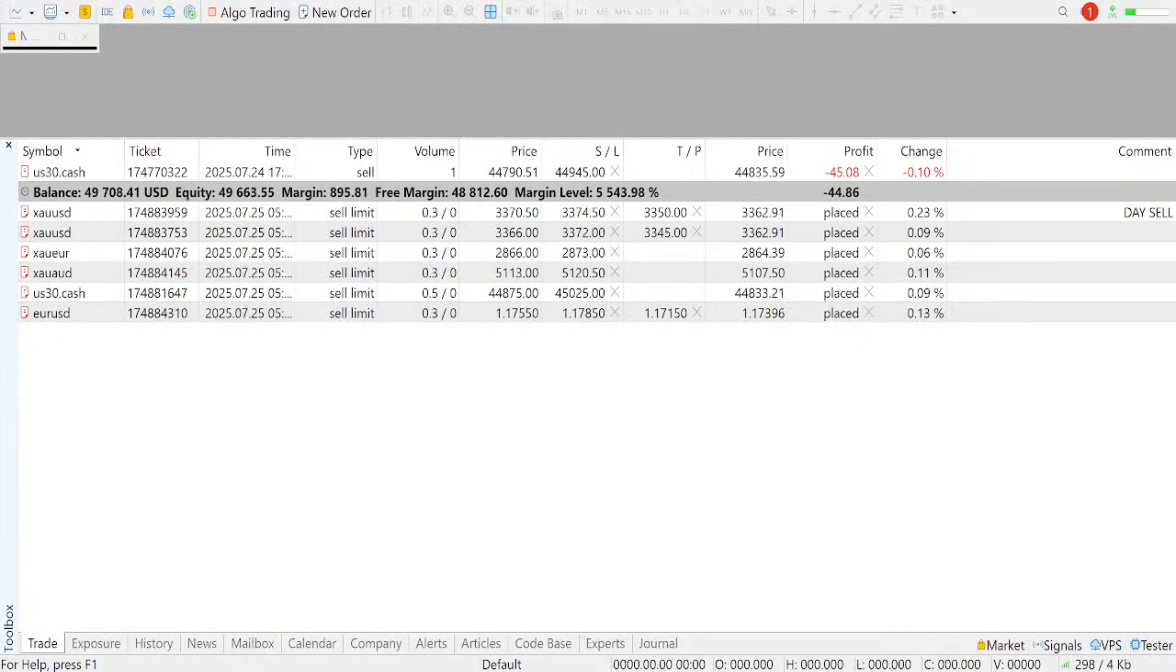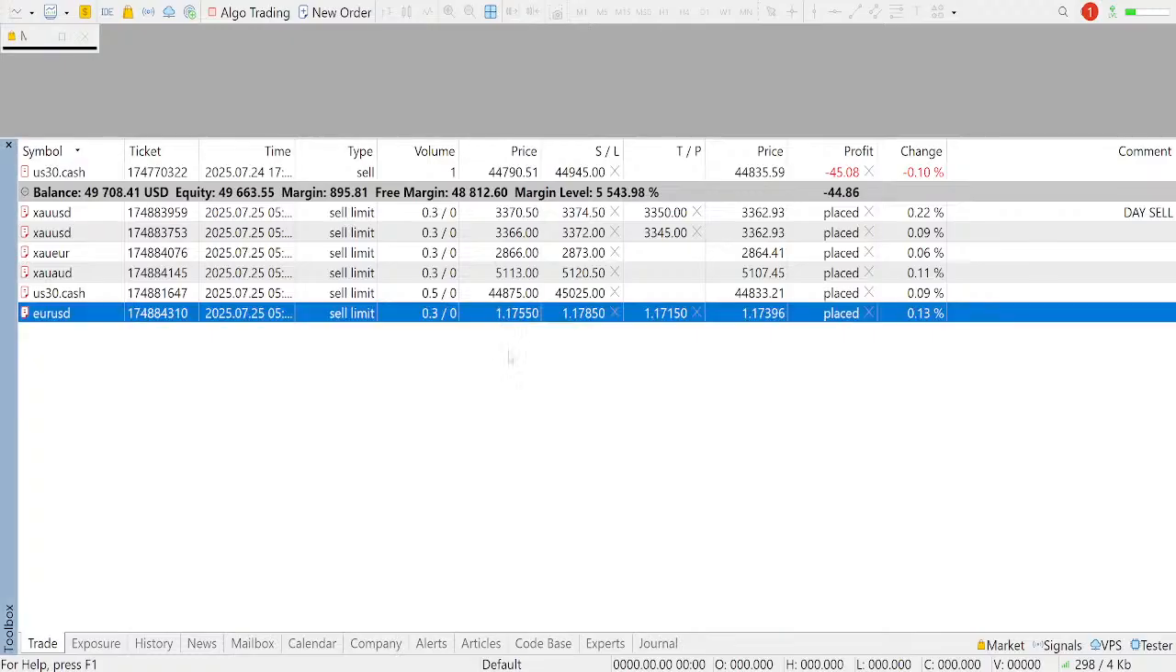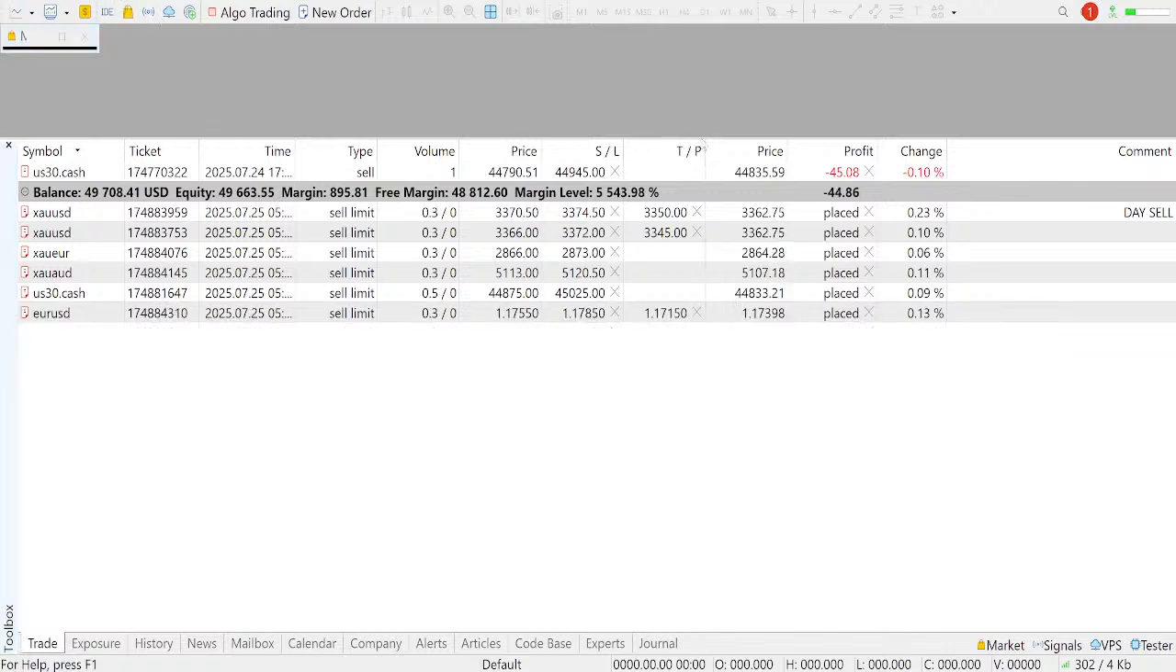Let's see what orders we have given. We have given 1755, 1785 and 1715. So that is going to be a scalping trade. And we can go for a day trade, which is selling at 80, or maybe 75.